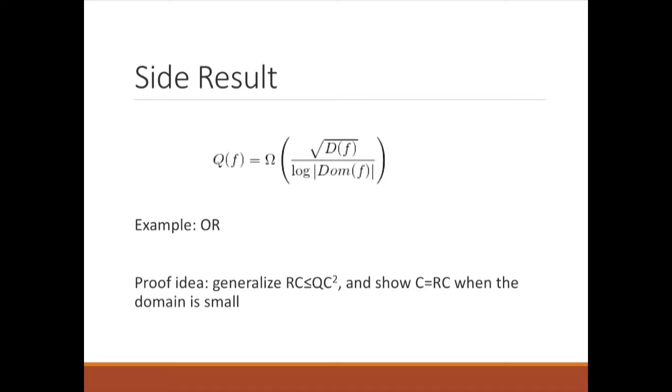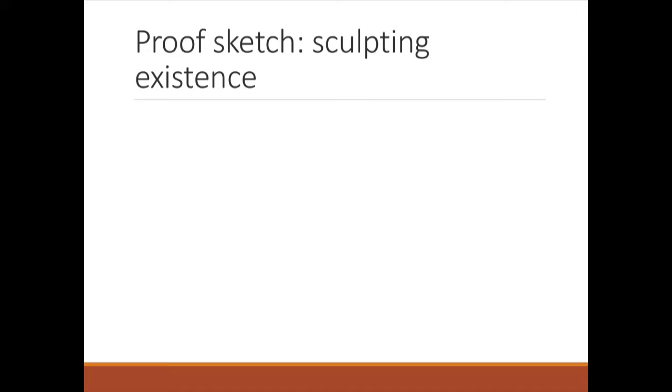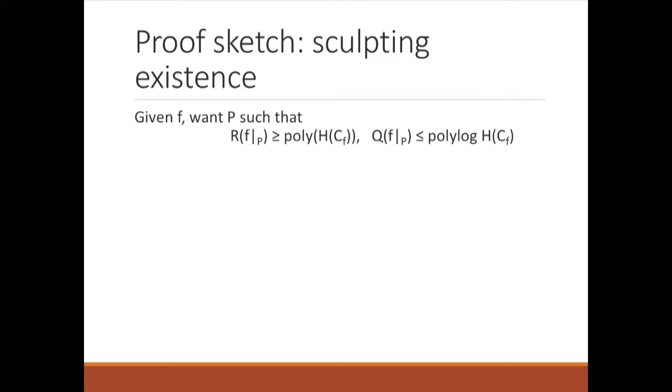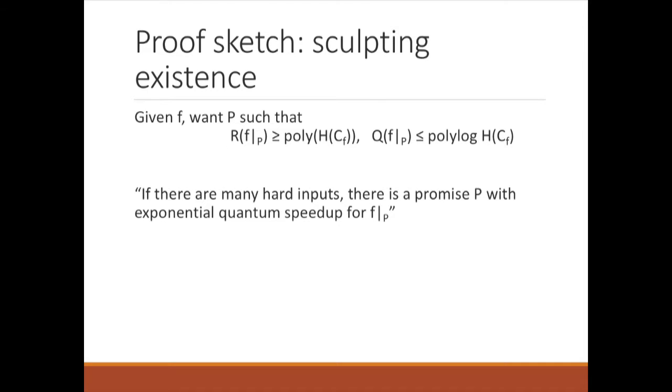Okay. So I'll briefly sketch the sculpting existence result. That's the other direction. Why parity is possible to sculpt. I mean, we saw it for parity, but why is it always possible if the H index is large? So here, we want to find a promise that has a certain property, right? That leaves the classical query complexity large, but makes the quantum query complexity small. Basically saying if there are many hard inputs, we can find a promise on which there is an exponential separation.